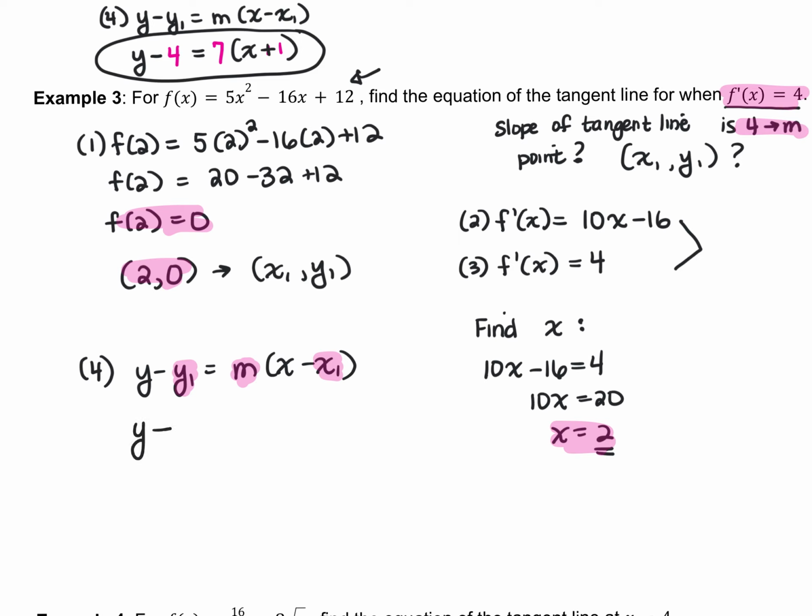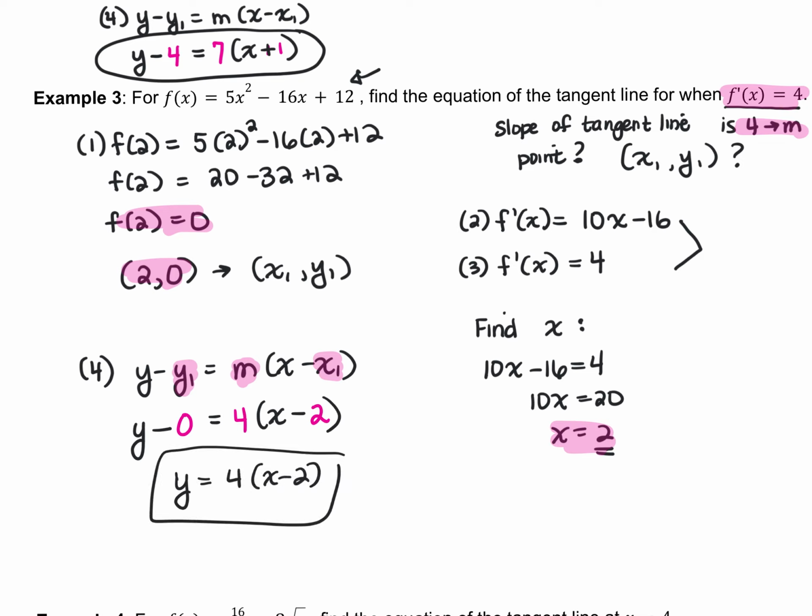So I would have y minus y1, which in our case is 0, equals the slope, which is what we were given to start with, right? We were given the slope, times x minus x1. Well, in this case, x1 is 2. And we've got our equation. Now, I could write this a little bit nicer because y minus 0 is just y. But that's all I'm going to do here. And then that's my equation. So it's important to pay attention to what you're being given in the beginning.